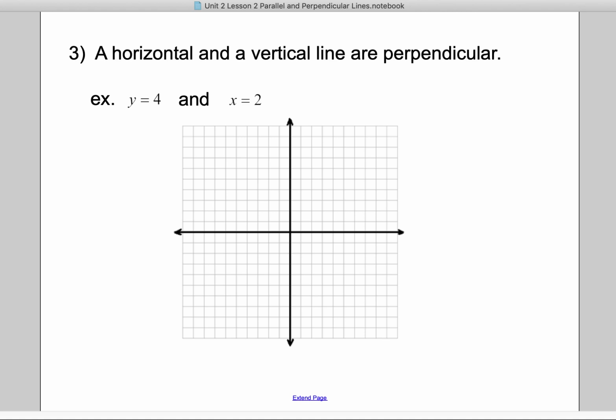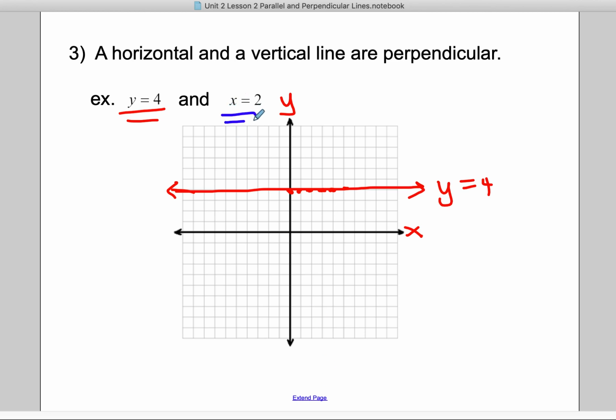Example 3, or problem 3. We've got to talk about horizontal and vertical lines and how they are perpendicular. y = 4. To graph y = 4, this is my x-axis and this is my y-axis. I want to graph where y is always 4. So I got 1, 2, 3, 4. y is always 4 along this line. Okay, so here is my graph, y = 4. They are always horizontal lines.